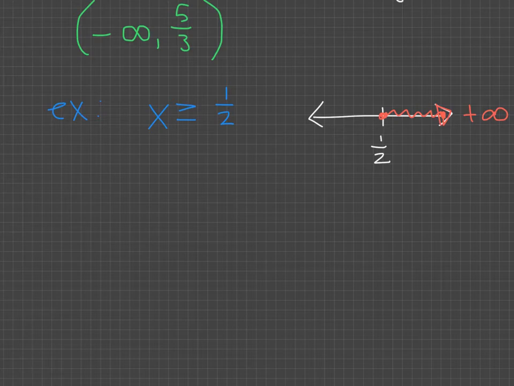In interval notation, our smallest value is the 1/2. And now we put in infinity or plus infinity for the larger value. It includes the 1/2 because it's greater than or equal to, so we use a bracket, and we always use a parenthesis by an infinity.